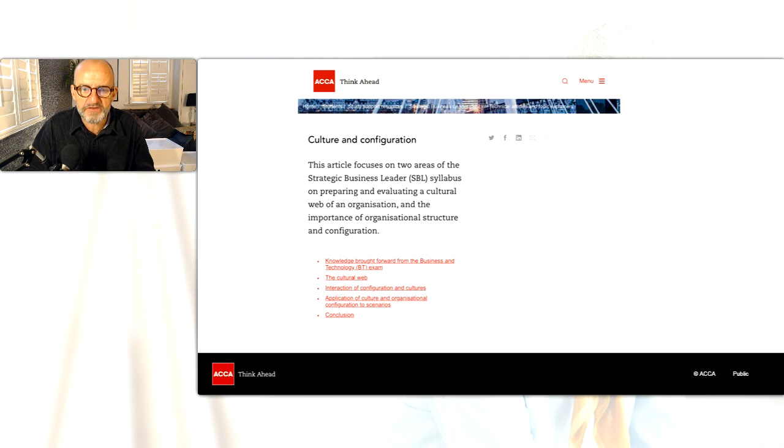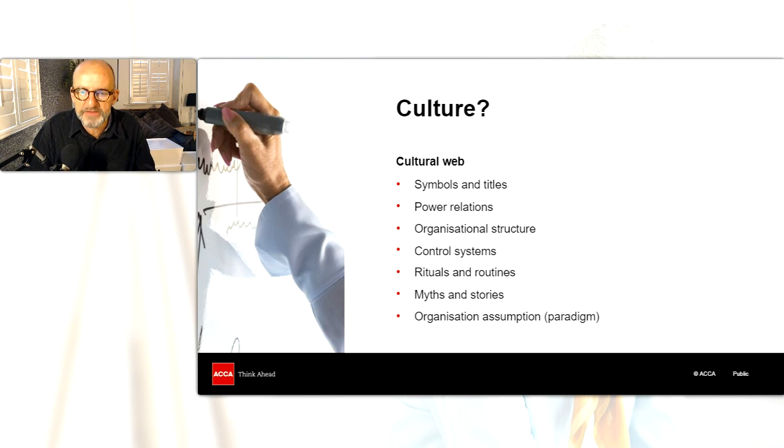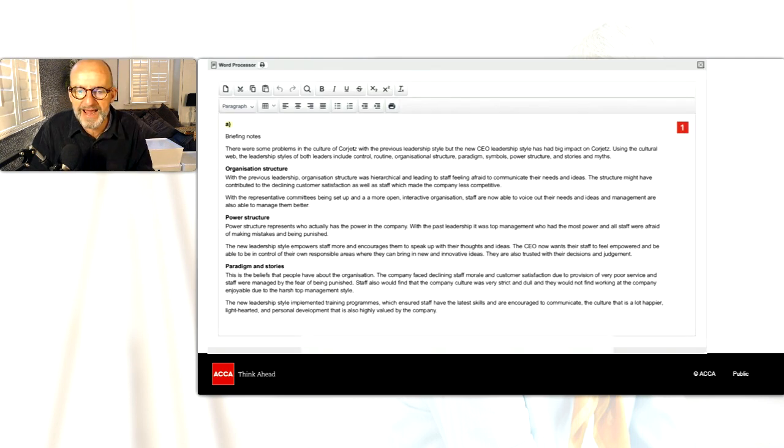Okay, what else? Well, we've read the article. We understand the cultural web. How would we use this? Let's have a look at an example of a good answer. If you look at the answer on the resource, it will show you how the cultural web has been used. But just before I go into the answer, what I want to highlight to you is the layout. This is what your layout must look like.